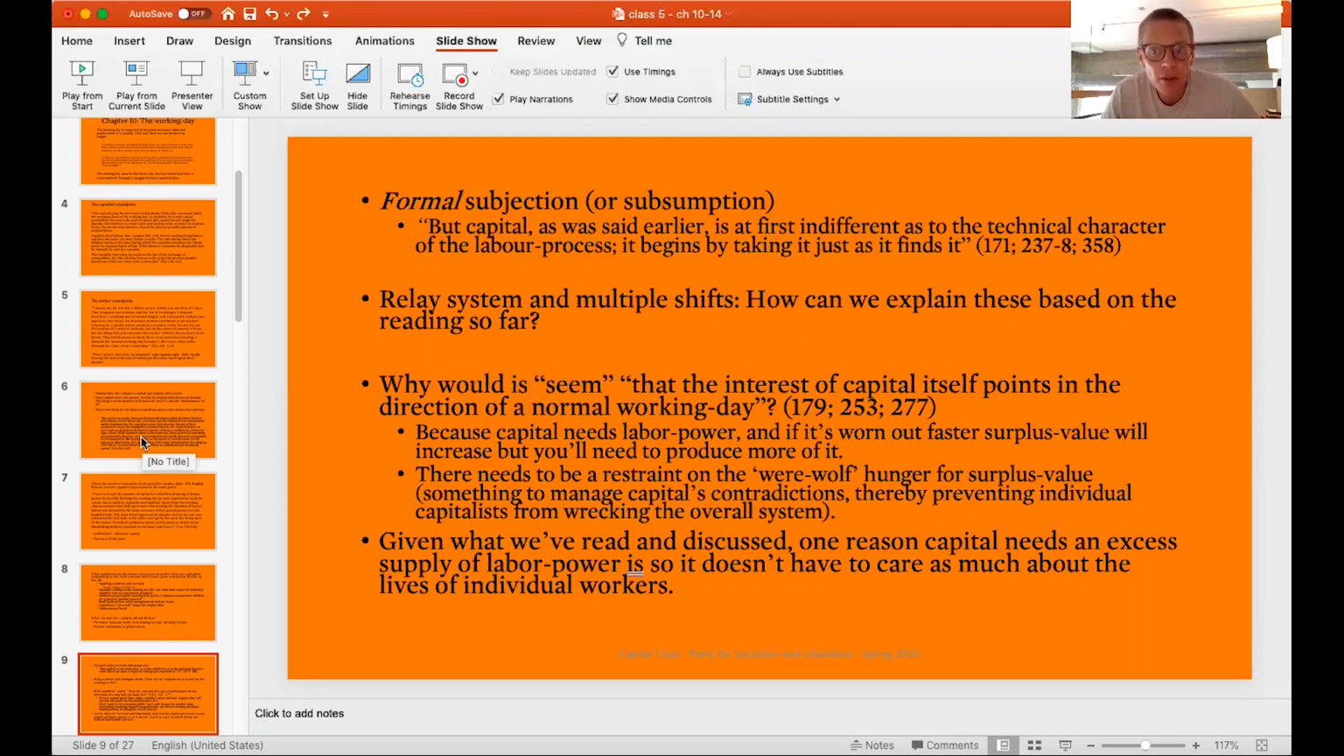And we also can see why capital at this point in the book needs an excess supply of labor power, which is so that it doesn't have to care if it overworks workers to death, because there will always be a ready supply available, right? And we'll talk more about this when we get to chapter 24 in particular.